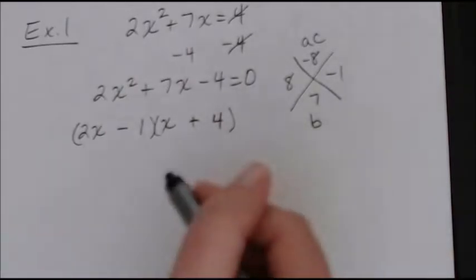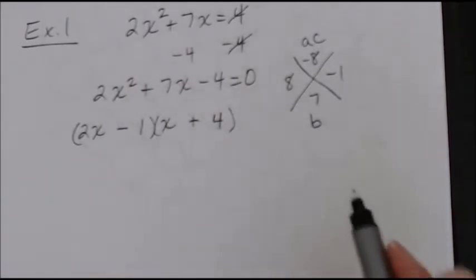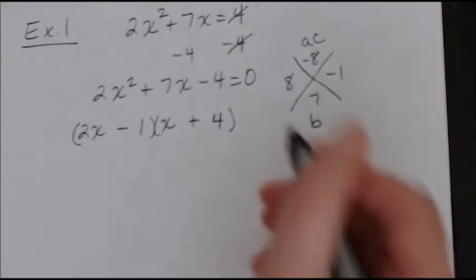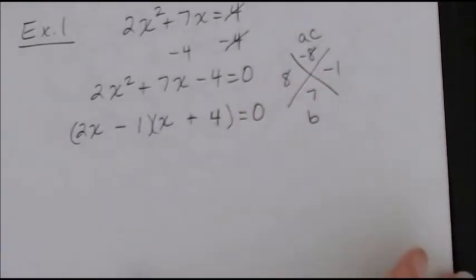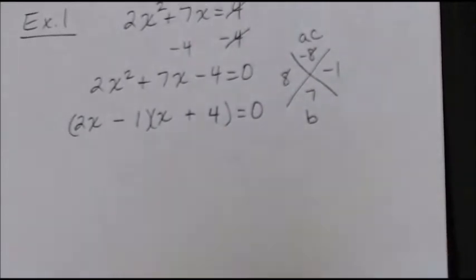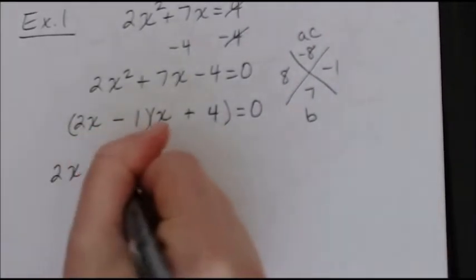Try it if you're not sure. Just make sure you see it. Guess and check a little bit or FOIL it out to make sure you see that gives us that original expression. And so the zero product property says once we've completely factored it, we can set each of these factors equal to 0 to solve the equation.